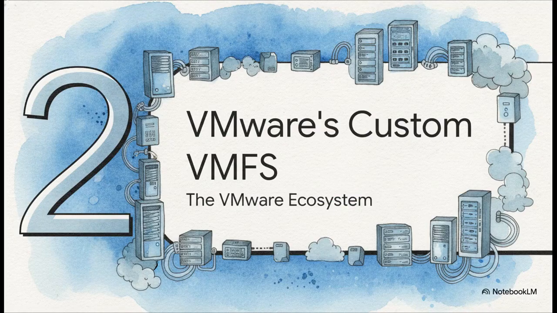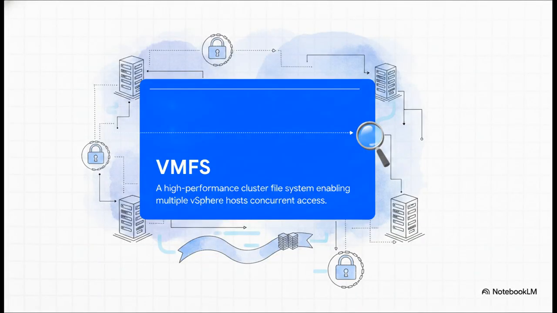Section 2. VMware's custom VMFS ecosystem. VMware didn't just adapt an existing file system for this. They built their own from scratch. They rely on VMFS, or the Virtual Machine File System. The absolutely crucial thing to understand here is that this is a cluster file system. It's meticulously designed to allow multiple physical vSphere hosts to concurrently access the same pool of storage. It essentially acts as a traffic cop, using distributed lock management to arbitrate access, making sure hosts don't overwrite each other's data and cause catastrophic corruption.